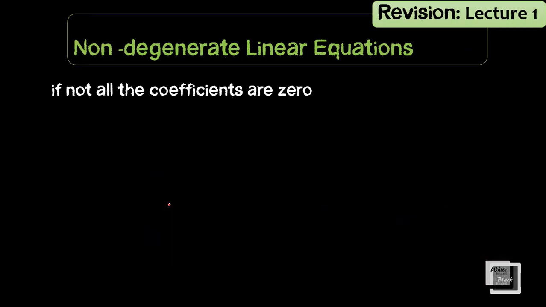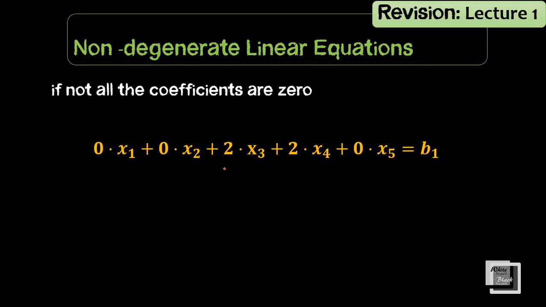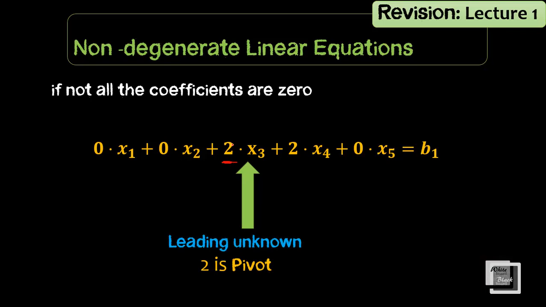If not all the coefficients are 0, then the equation is called a non-degenerate linear equation. And in such case, the first unknown in which the coefficient is not equal to 0 is called the leading unknown, and the coefficient is called the pivot element. So in a non-degenerate linear equation, we will say the leading unknown is x3 if all the unknowns preceding x3 have 0 coefficient.